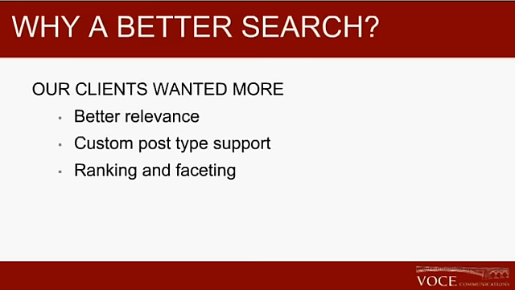So basically, the whole impetus for this is our clients wanted more. They wanted better relevance. When people came to their site and did a search, they wanted the most relevant things typically to show up first. They also wanted custom post type support. By default, we only get posts and pages in WordPress. A lot of our clients, and also a lot of custom themes, especially those that you can buy on theme marketplaces, use custom post types to better organize information. So the users want those to be searchable, and within that, also to be able to have things like ranking and faceting.